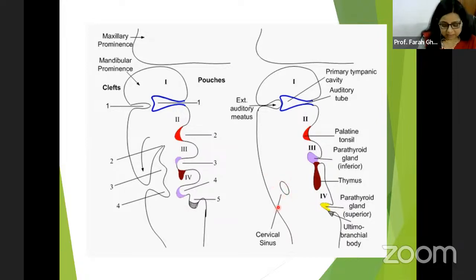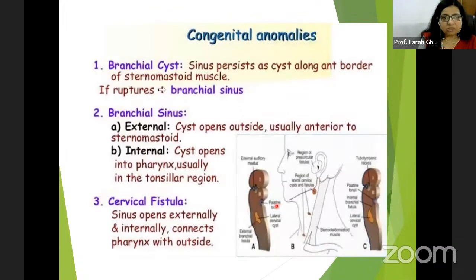But in certain cases, as you can see here in the anomalous development, sinus persists in the form of cyst along the anterior border of sternocleidomastoid muscle. See, this is sternocleidomastoid muscle. Sternum, mastoid or clavicle. Cleido is clavicle, sternum is sternum, and mastoid is mastoid process.